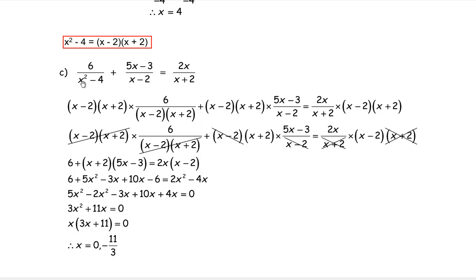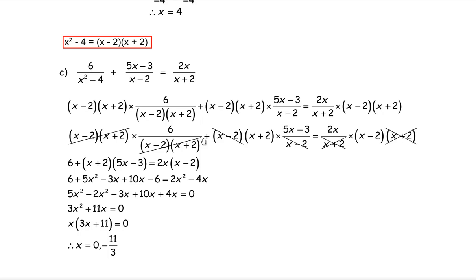Now notice I factored the denominator, left it like that. And I multiplied by x minus 2 times x plus 2. So this over here gets multiplied by x minus 2, x plus 2. Remember, there's a plus here, so plus here. And on the right, 2x over x plus 2 gets multiplied by the same thing. So lots of things divide out. This whole denominator will divide with this whole one.